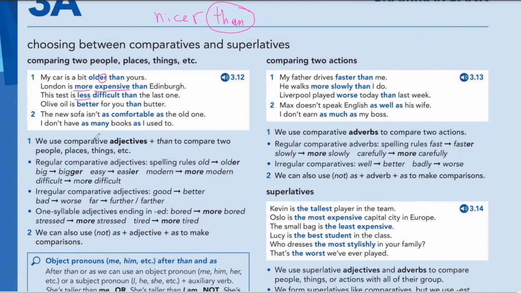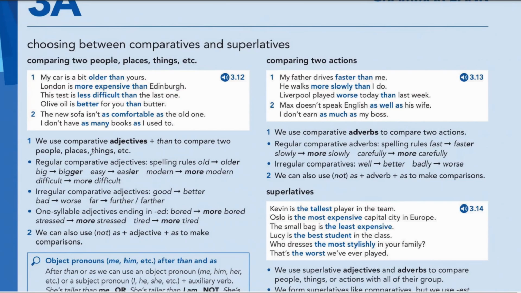The test is less difficult than the last one. You see, in every case, we're comparing two things, right? So this test, last test, London, Edinburgh, my car, your car, okay? And then the second thing we should know is that for one syllable adjectives, we add ER. And if it's a long adjective, two or three syllables, then we use more or less.